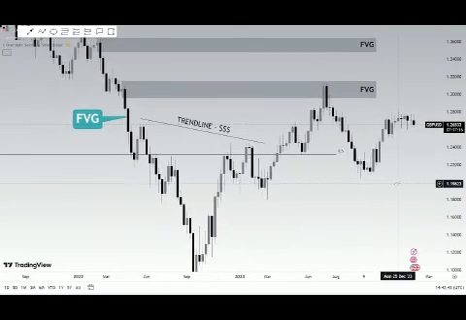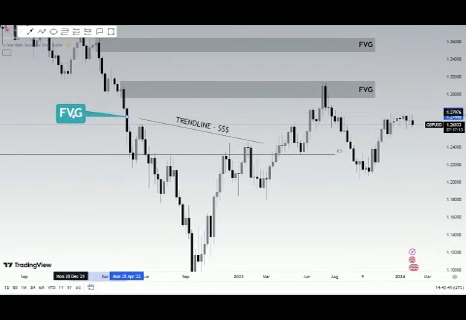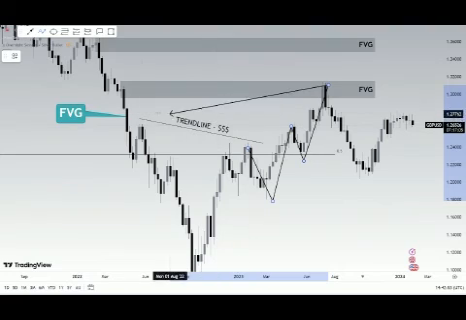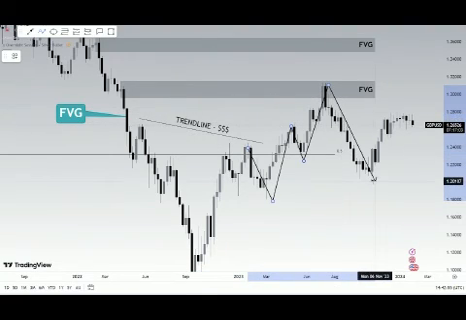The first thing we want to do is identify a fair value gap, which we have, but price is going to spool, filling inefficiencies, but also sweeping buy-side delivery before we see a minor correction.